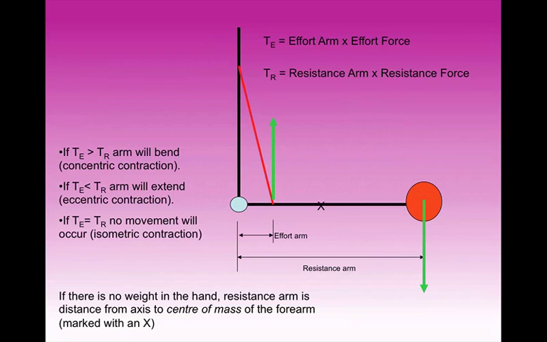How do we get movement here? Well, if the torque produced by the effort is greater than the torque produced by the resistance, you're going to get motion in a shortening position. You're going to start to flex the elbow. On the other hand, if the torque produced by the resistance is greater than the torque produced by the muscle, then you're going to get a lengthening. The elbow is going to move towards a point of extension.